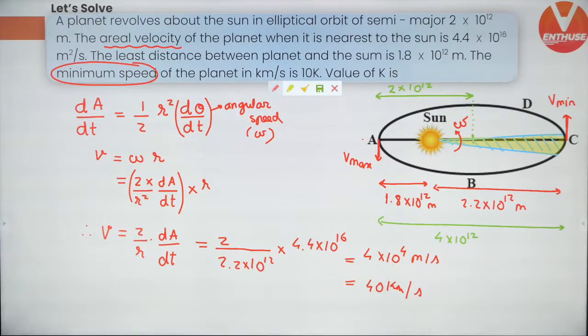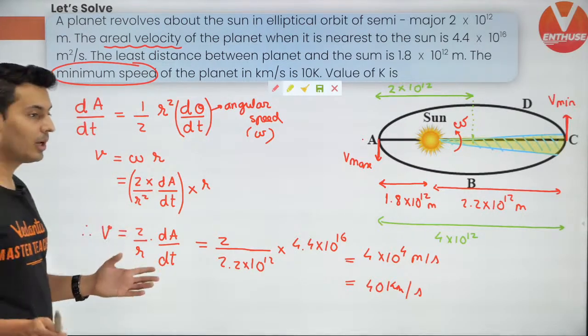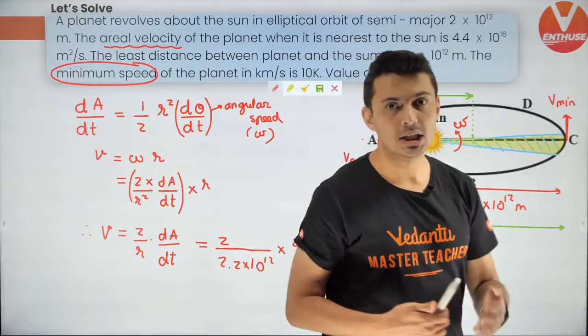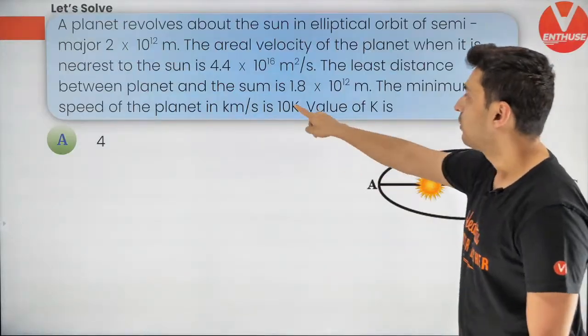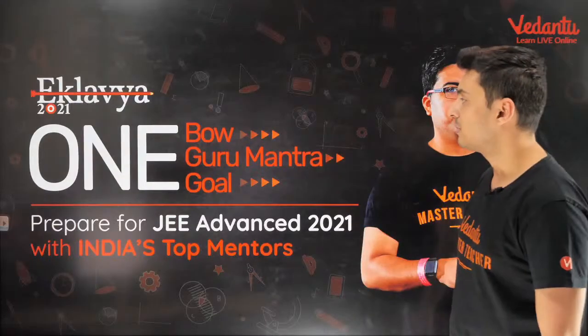Shall we go ahead, guys? I hope you guys are learning new formulas, new methods, new tricks for solving the problems. Let's get going. So yeah, that's the answer. 40k, that is 40 kilometers per second.